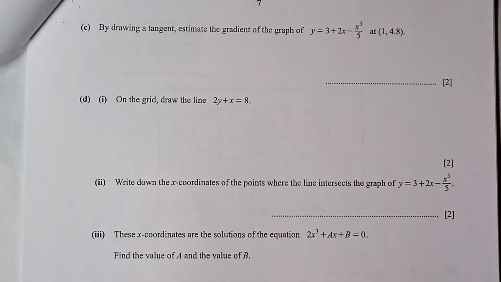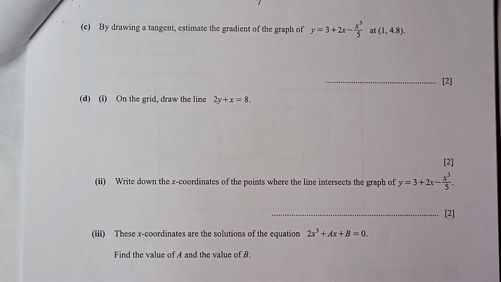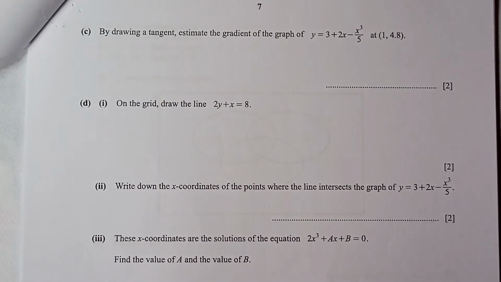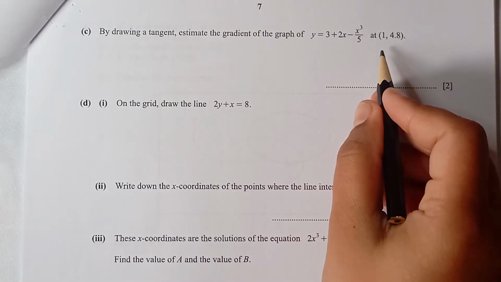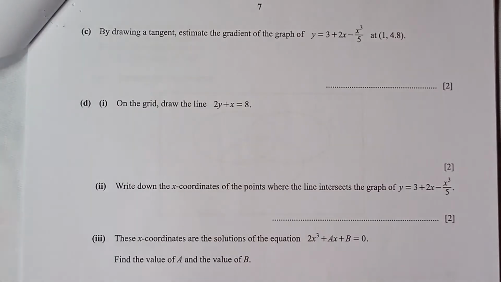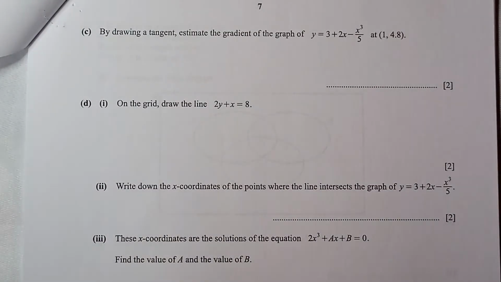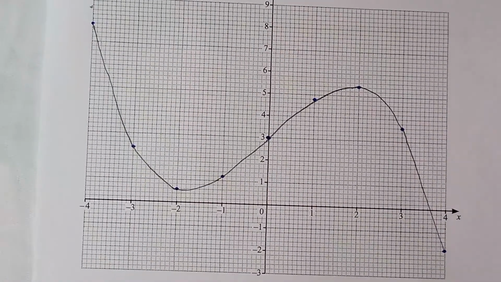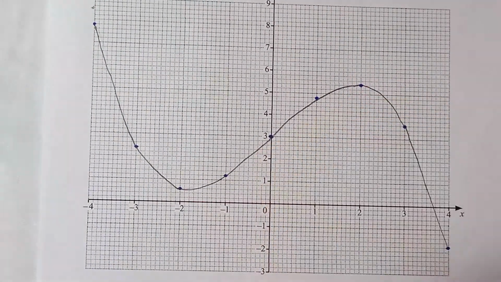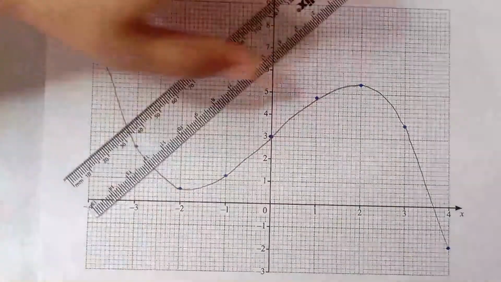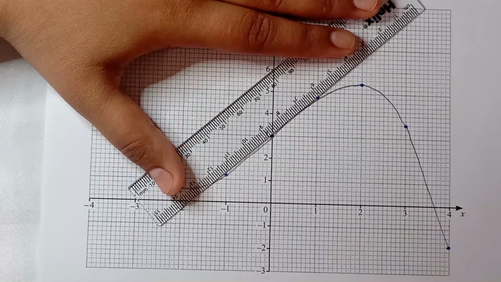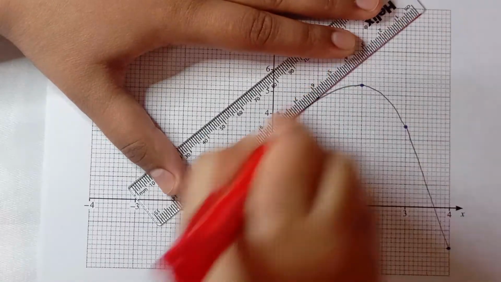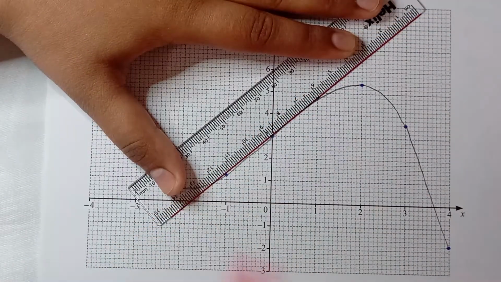Moving to part C. By drawing a tangent, estimate the gradient of the graph of the function at 1 and 4.8. Okay, so first we need to draw the tangent and then find out the gradient at that point. So this point is 1 and 4.8. So let me draw the tangent. Tangent is a straight line at that point. So this would be the tangent.